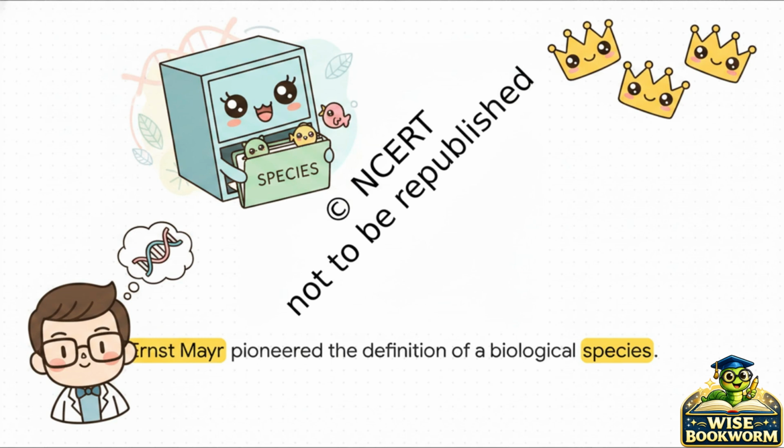Born in 1904, this Harvard evolutionary biologist was literally known as the Darwin of the 20th century. Over an incredible 80-year career, he pioneered the definition of a biological species that we still use today. His work was so profound that he actually won biology's Triple Crown, the Balzan, International, and Crafoord Prizes.